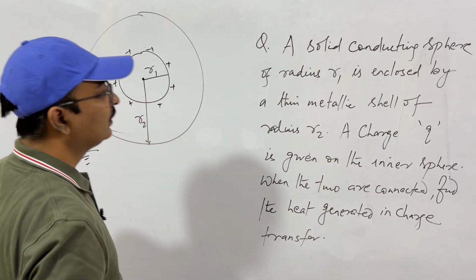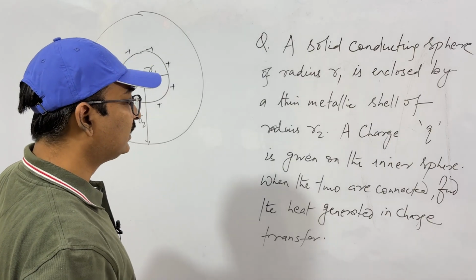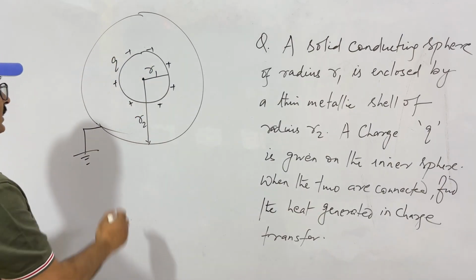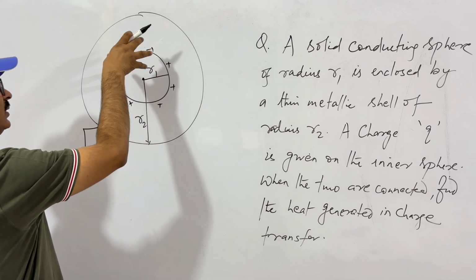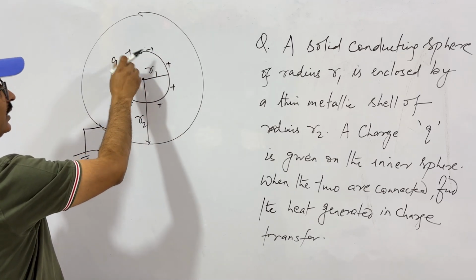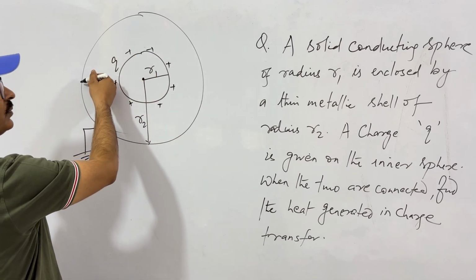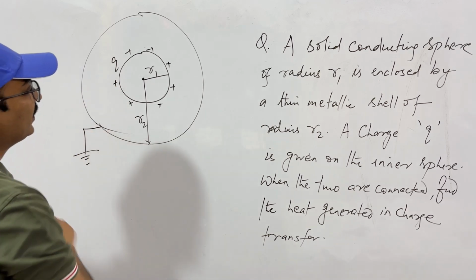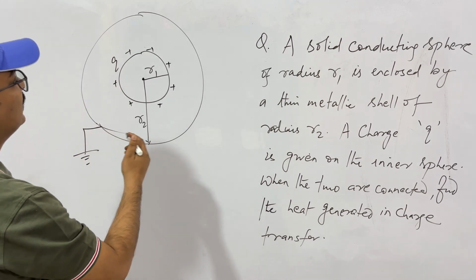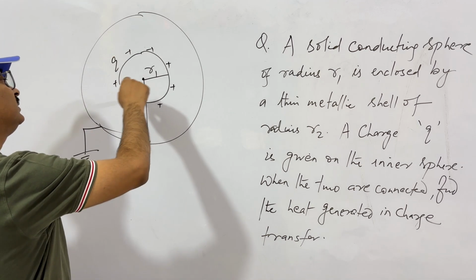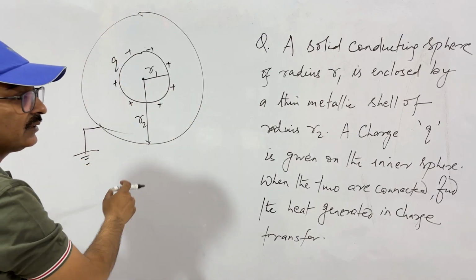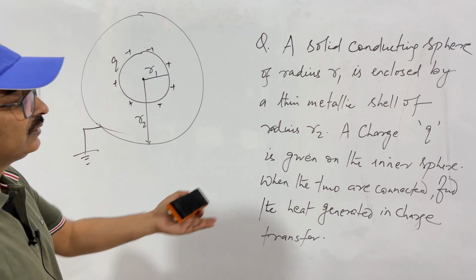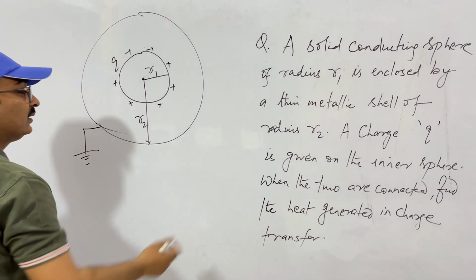Okay. When the two are connected, find the heat generated in charge transfer. See, this is grounded, so potential is 0. So all charge that has been put on this inner sphere will get transferred to the outer sphere because this has 0 potential. What will be the heat generated? Heat generated will be the initial potential energy that this sphere possessed minus the final potential energy. So the change in potential energy will give the heat generated.